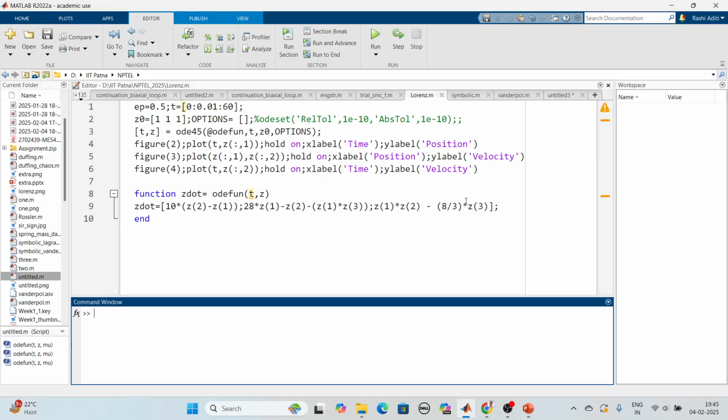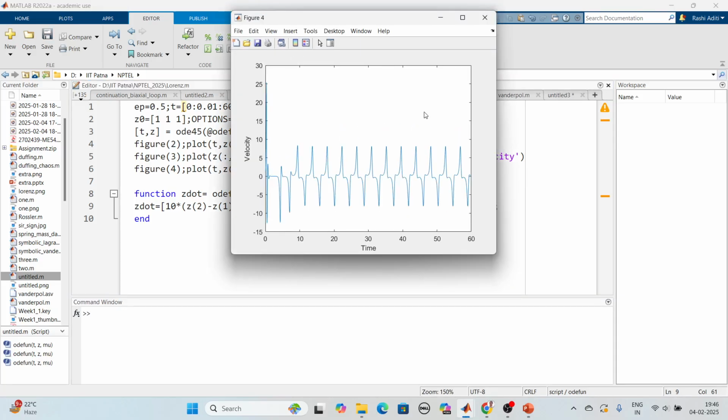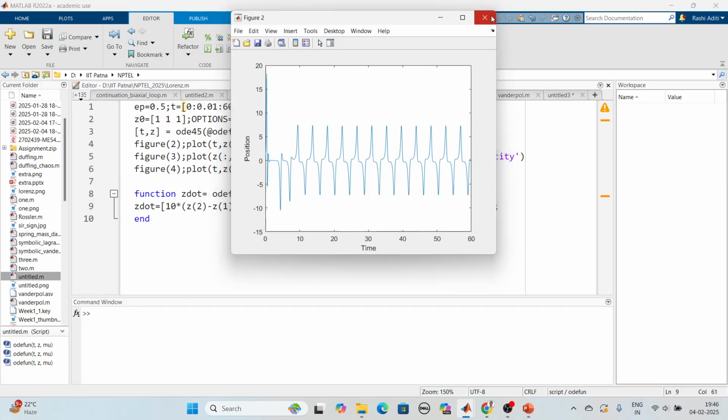Okay. So now we will try to simulate the system. For the initial condition 1, 1, 1. First, I would like to see for some other value of this parameter, 8 by 3. I want to check it for 1 by 3. Let us see what the response is going to be. Okay, can you see how the response is? Well, it's a periodic response. You can see after the initial transient value, the response is periodic.